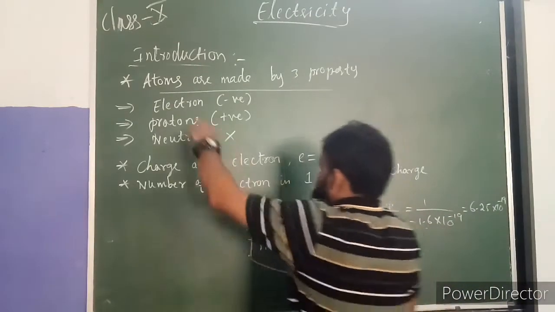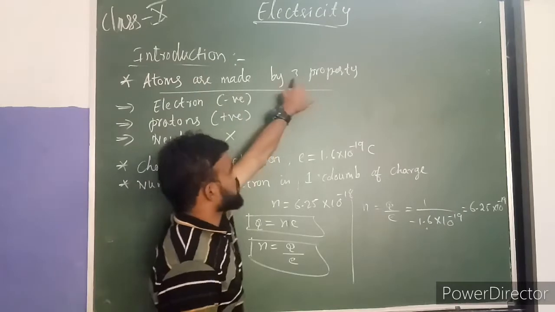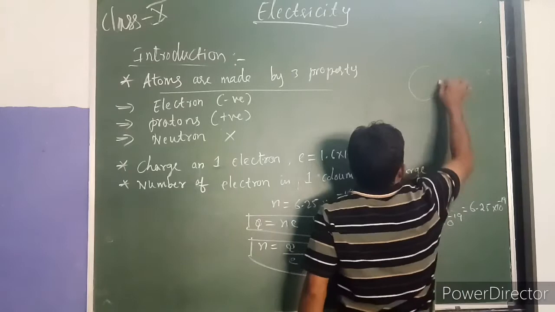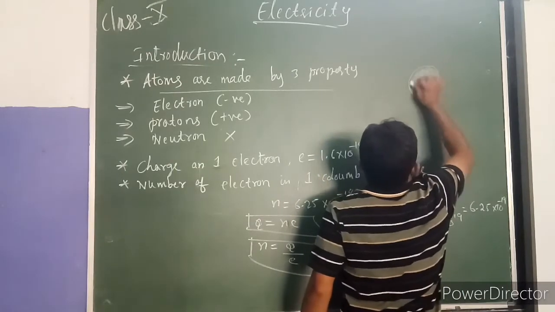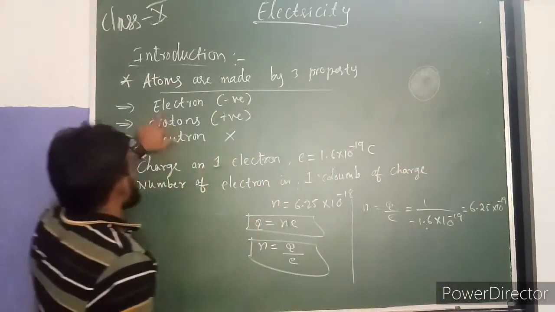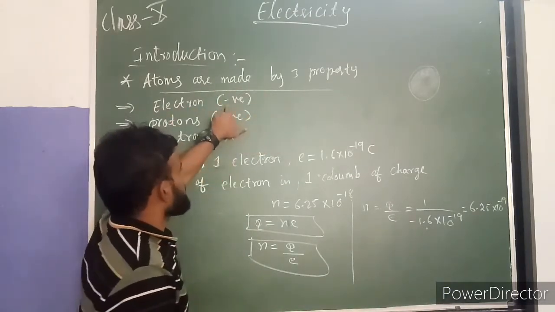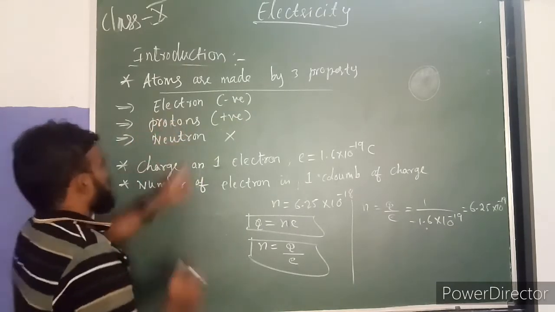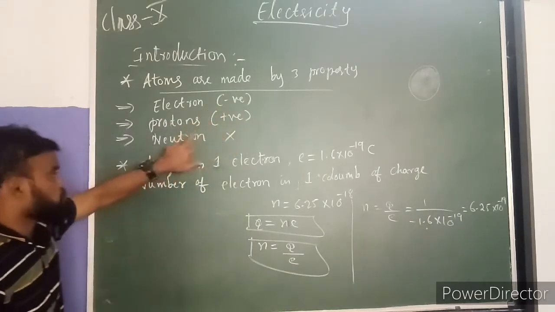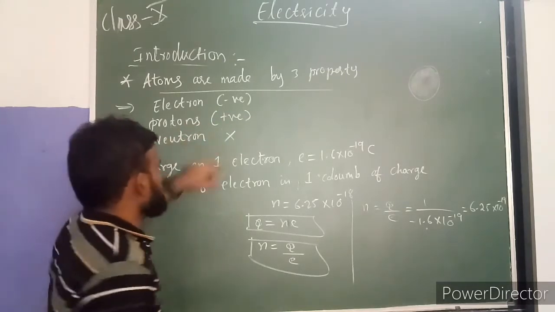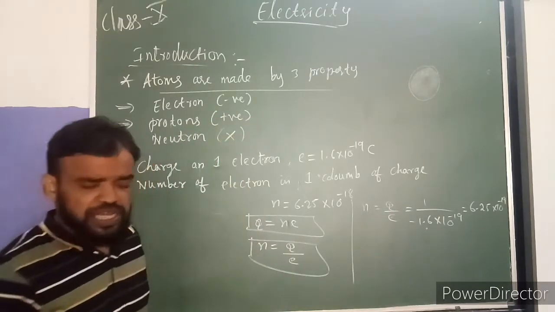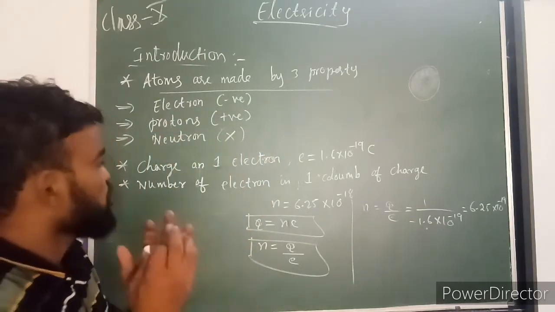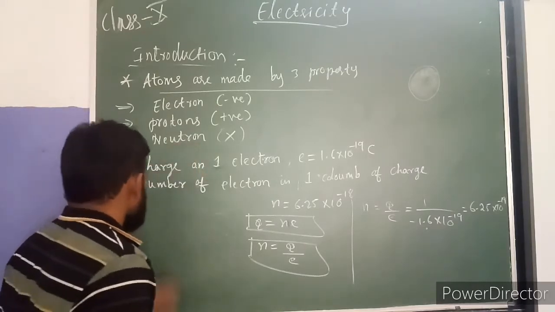Now the second point I am going to explain: atoms are made of particles. You know the atoms, just as if you take a rubber ball. Electrons present in it are negative charge, and protons are positive charge. Neutrons have nothing. Neutrons are neutral, with no positive and no negative charge.